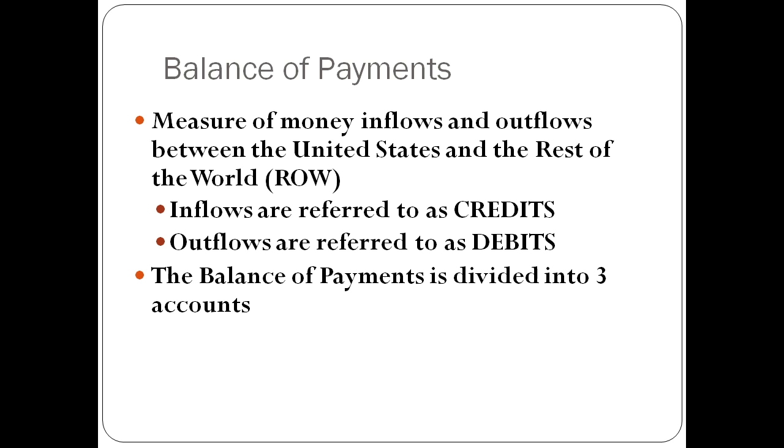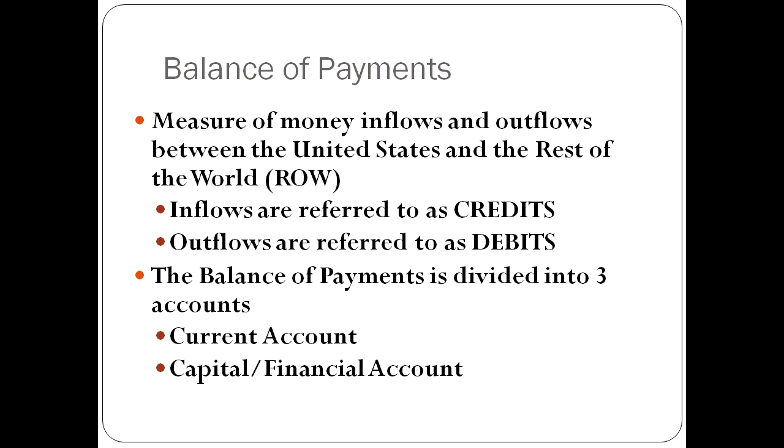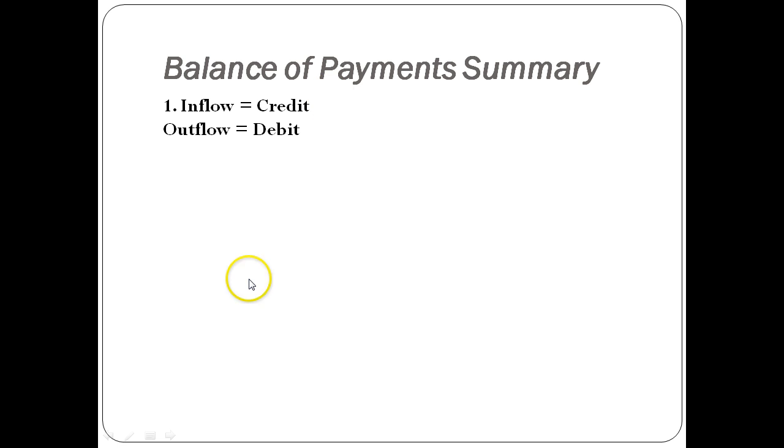And the balance of payments are divided into three accounts. You've got the current account, which refers to when you're talking about net exports, you're talking about balance of trade. You've got the capital financial account, which is when you're looking at the balance of capital ownership and the ownership of financial assets. And you've got the official reserves account, which looks at holdings by the central bank. In the United States, that is the Federal Reserve.